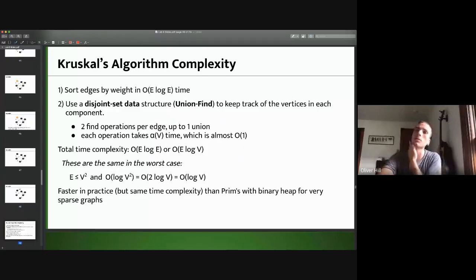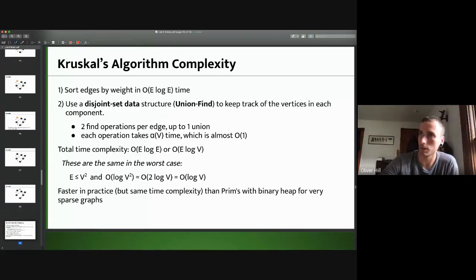So here's one way to do it. Sort edges by weight in O(E log E) time. This is why Kruskal's is good on sparse graphs, because if E is small, then E log E is pretty good.